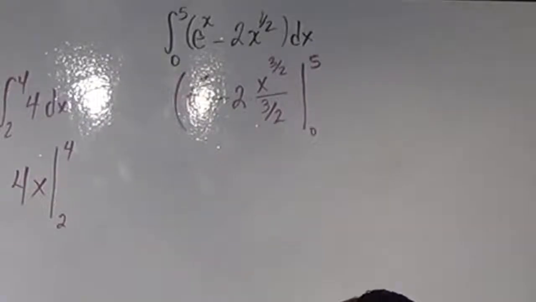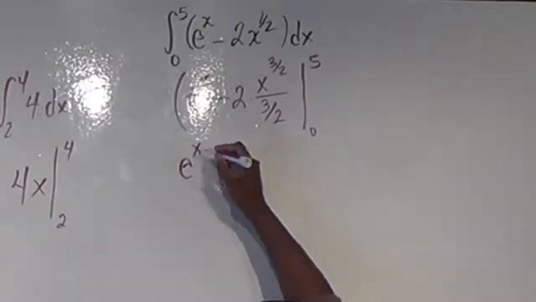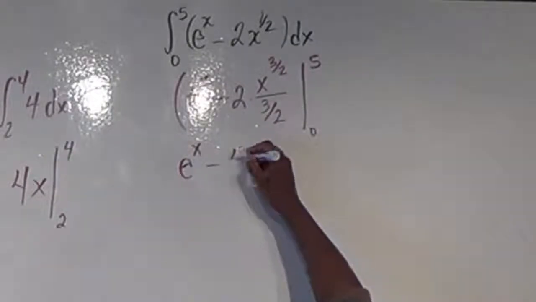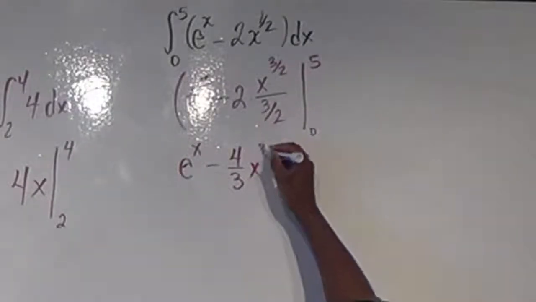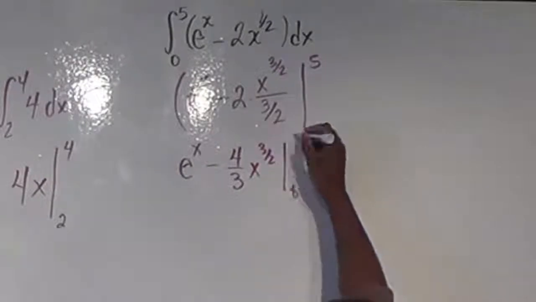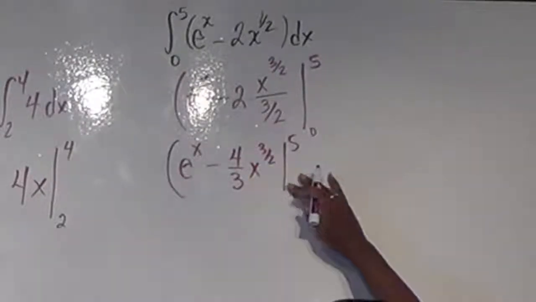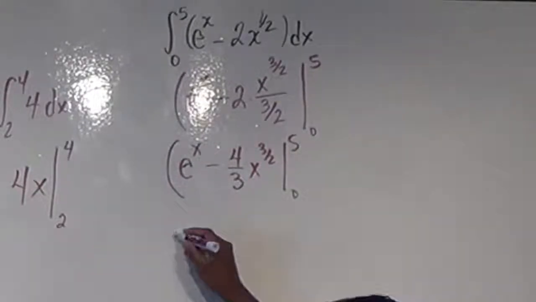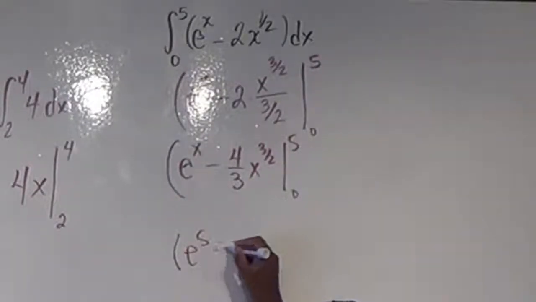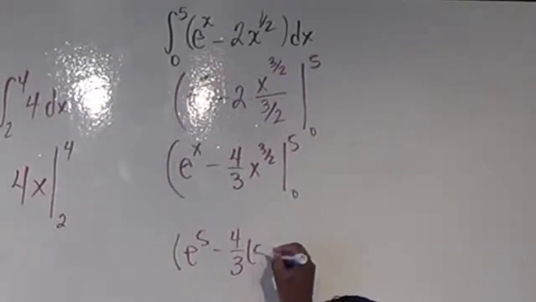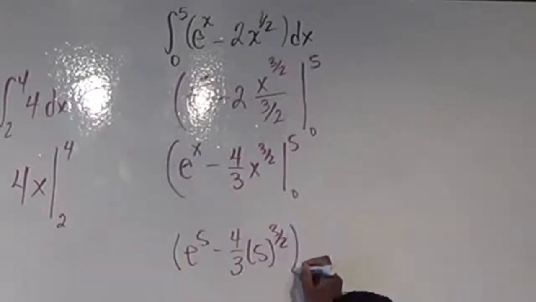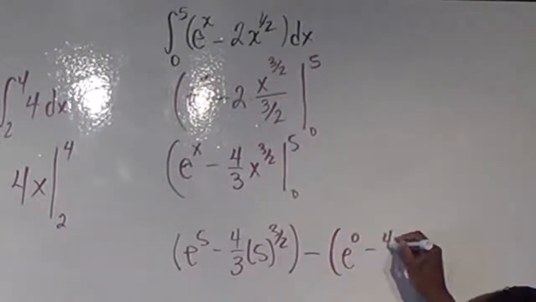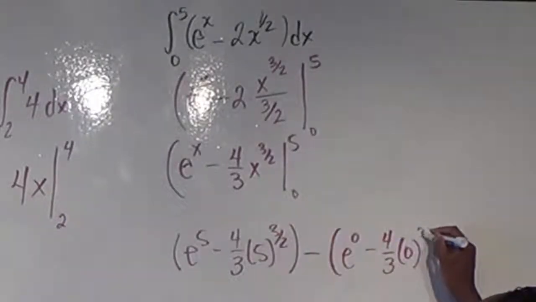Okay. Again, I would recommend cleaning up before we evaluate. So again, I can invert and multiply. We'll get 4/3 x to the 3/2. Okay. Plugging in my upper limit, I'm going to get e to the 5th minus 4/3 times 5 to the 3/2. At my lower limit, we'll get e to the 0 minus 4/3 times 0 to the 3/2.